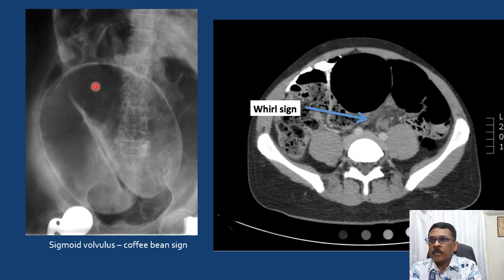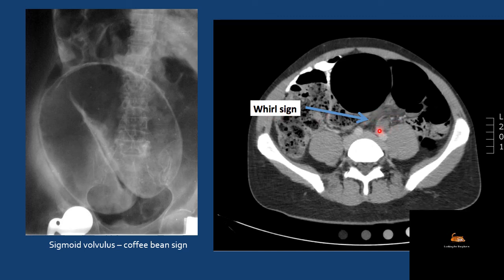Sigmoid volvulus, closed loop obstruction, but there are no dilated small bowels. This is a CT scan of the same patient where the sigmoid mesentery is twisted. This is known as the whirl sign, W-H-I-R-L, whirl sign, the whirlwind sign.